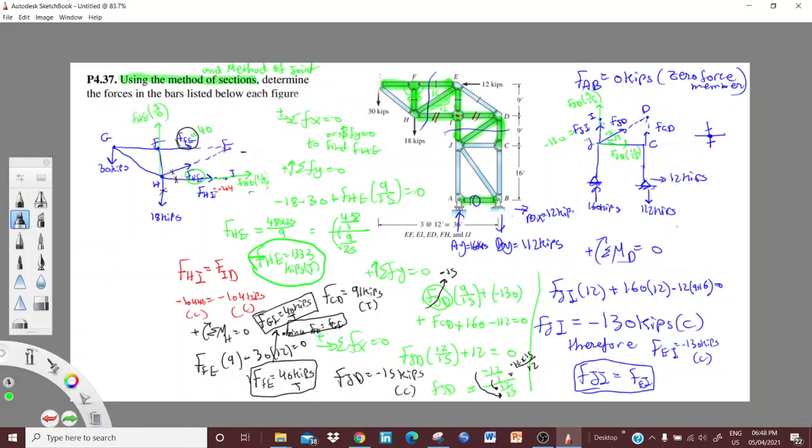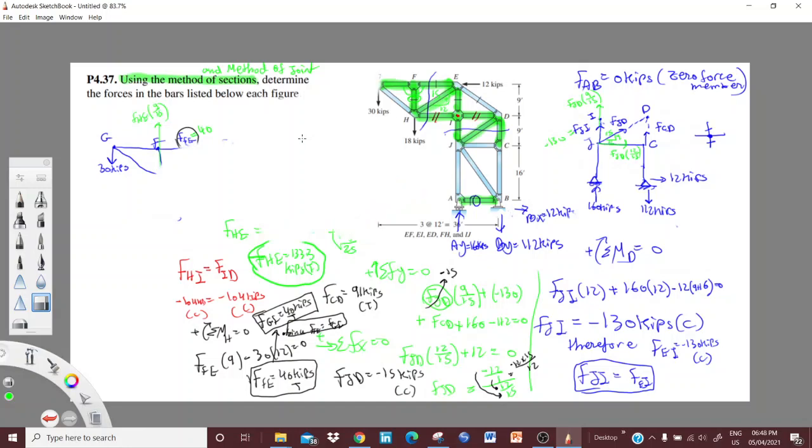Let's find it by doing joint H. Remember that we found GF when we cut at FE, where FE is 40, so GF is 40 kips. So this is 40 kips. In order to not forget, let's move it.